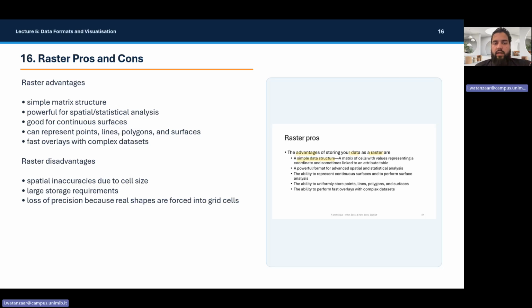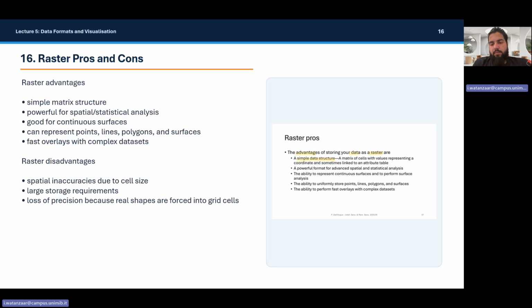And it's fast to overlay with the complex data set. So yeah, this is very fast for the complex data set. And raster disadvantages, those were the advantages we have discussed. It has spatial inaccuracies due to the cell size. We discussed that they have a certain cell size or pixels, so spatial inaccuracies can be caused by this in certain cases, because they have a fixed number in the pixel, we discussed, starting from 0 to 255.